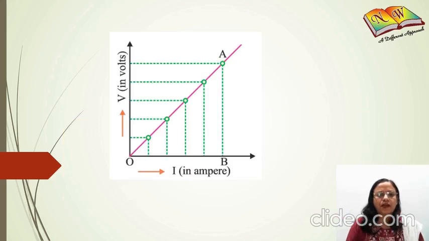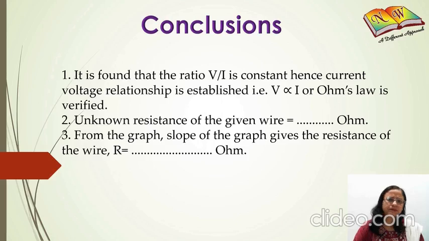When we plot a graph of V versus I, we will get a straight line graph, because as the value of current increased, the potential difference also showed a corresponding increase. This is the kind of graph you'll get if you plot the readings on a graph sheet where you take current on the x-axis and potential difference on the y-axis.